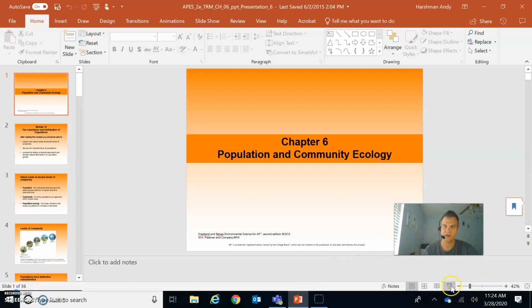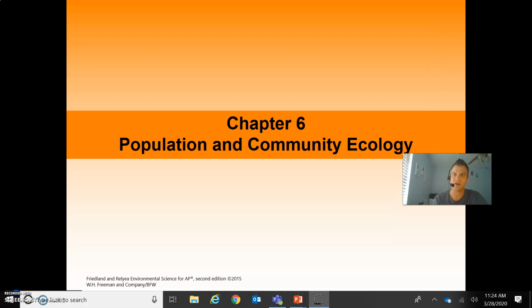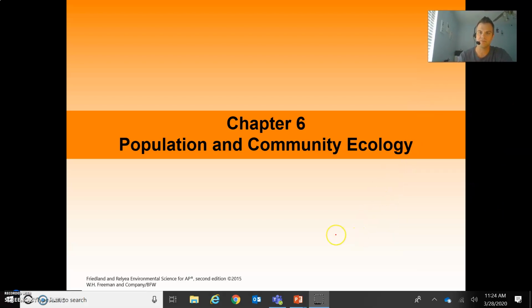So this chapter is on population and community ecology. What we're going to be talking about here is pretty much population dynamics, or how populations change in ecosystems. We will, in the next chapter, talk about humans, and we'll relate a little bit to humans in this chapter, but this is more on ecosystem populations and ecosystem communities.